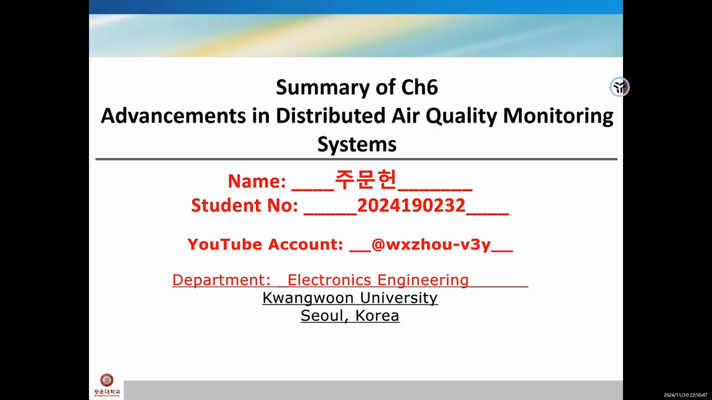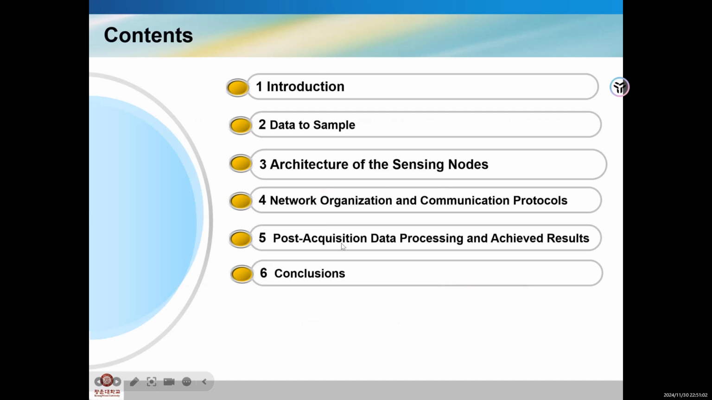This is a summary of Chapter 6, Advancements in Distributed Air Quality and Monitoring Systems. My name is Juna. And there are 6 titles.